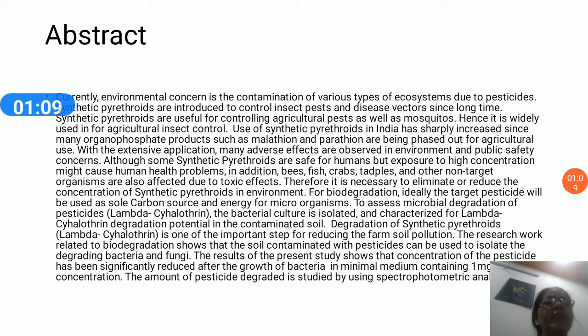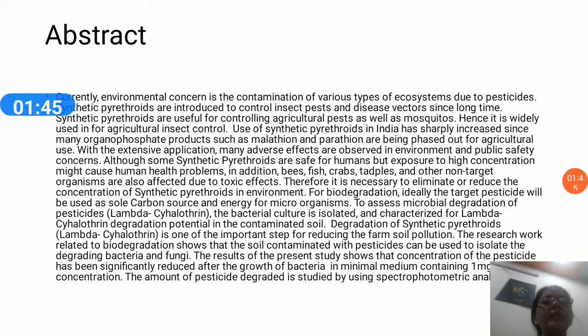The use of these synthetic pyrethroids in India has sharply increased since many organophosphate products such as malathion and parathion are being phased out of agricultural use. With this extensive application, many adverse effects are also observed, and that's why we need to focus on the study that these synthetic pyrethroids must be removed, eliminated from the environment, or at least must be at a safe level.